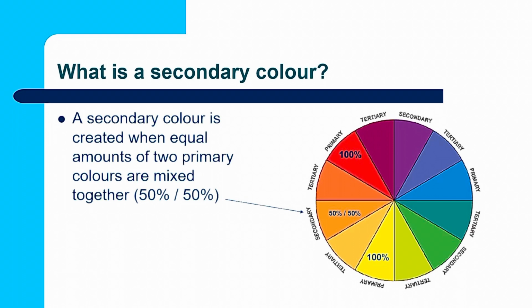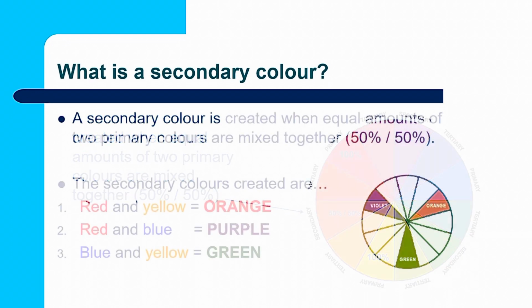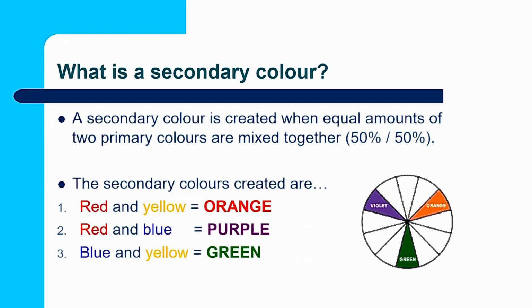A secondary colour is created when equal amounts of two primary colours are mixed together. So to make orange, you would mix 50% red and 50% yellow. The other key secondary colours are purple and green. Purple is made by mixing 50% red and 50% blue, and green is mixing blue and yellow evenly.